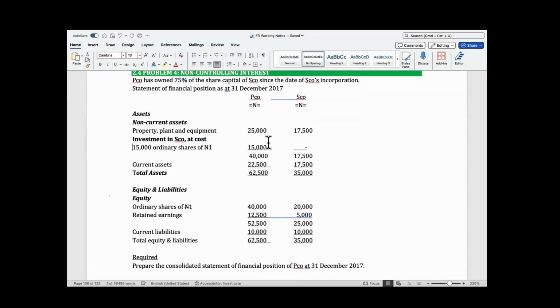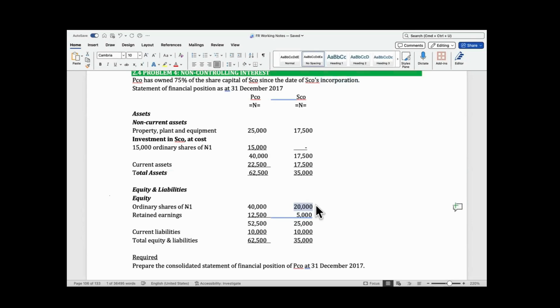Of course, this investment in ESCO, 15,000, is going to be cancelled out against just this share capital. I won't cancel out this retained earnings because it was not there when I acquired the subsidiary, since I acquired it at incorporation. There was no retained earnings at that date. So I will not consider it as part of what I'm cancelling out in equity. So this 15,000 will only be cancelled out against this 20,000.